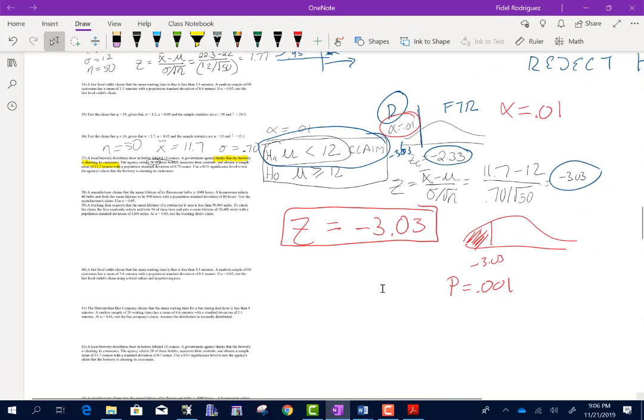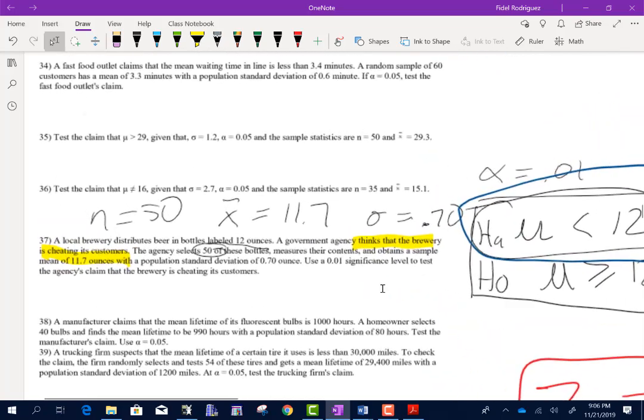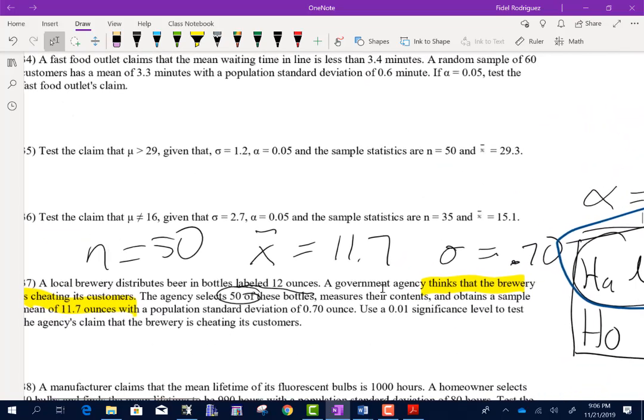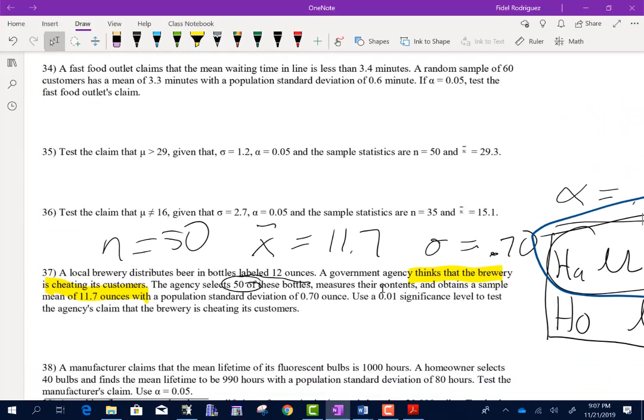Okay. Somebody asked me, that was number 37, but I know Debbie was 35? Was somebody asking me 35? Okay, test the claim, so let's see. Right here, I'm just going to write, I didn't give you guys a whole lot of room. I apologize for that. But mu is greater than 29, so everybody agree that's our HA? And then mu is less than or equal to 29. That's going to be our H0.